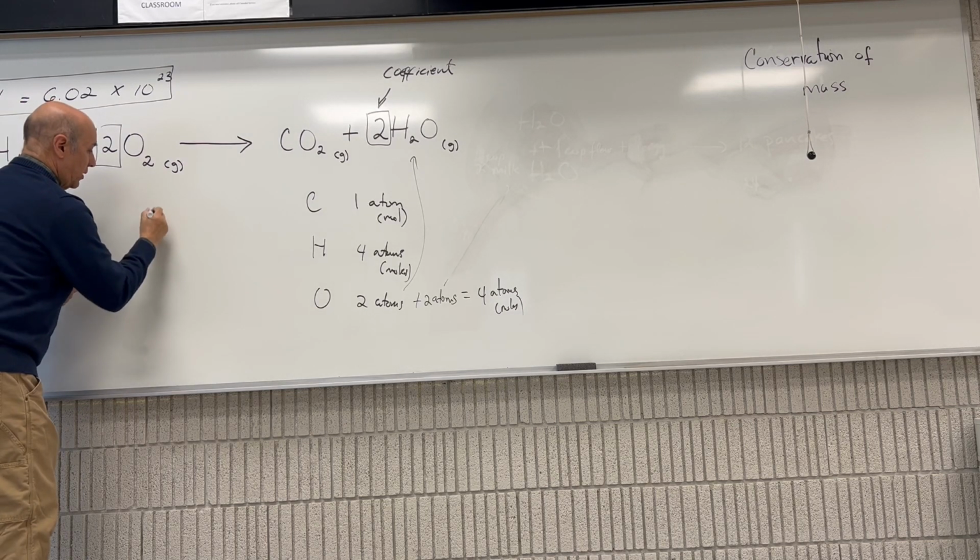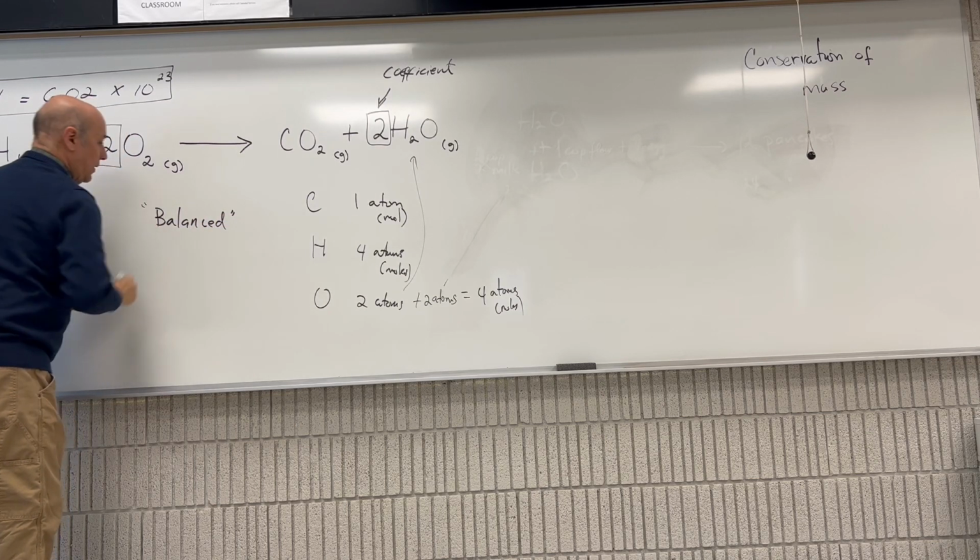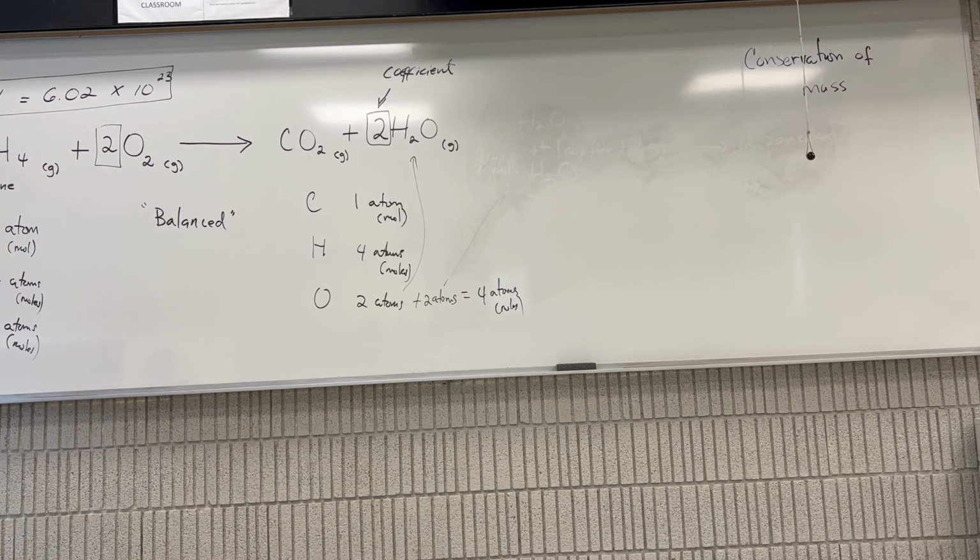is said to be the correct balanced equation. So this is the word I'm using. In other words, we have fixed the recipe. We had the right ingredients, but not the right amounts.